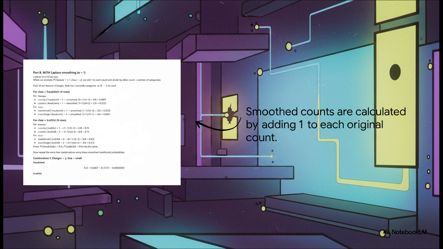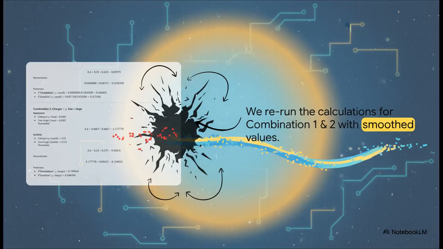And here's what that looks like in practice. For every count, we just add 1 to the top number, the numerator. Then, to make sure all the math stays balanced, we add the number of possible categories to the bottom number, the denominator. It's a tiny little tweak, but you'll see it has a massive effect on how reliable our model is.